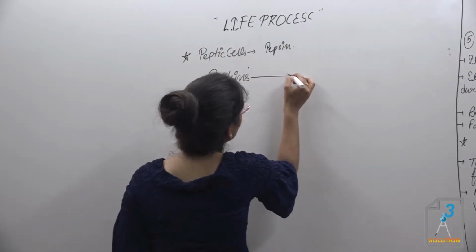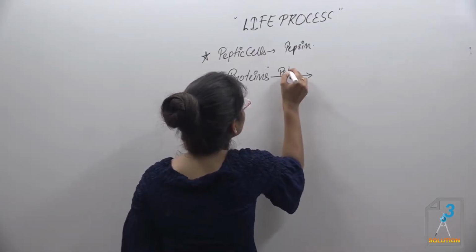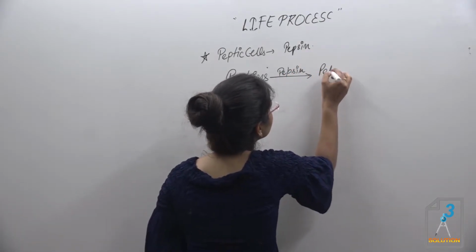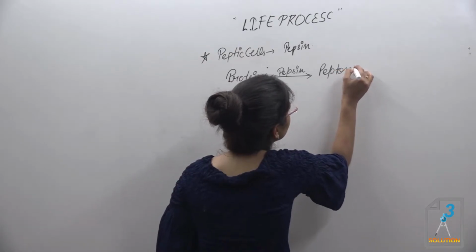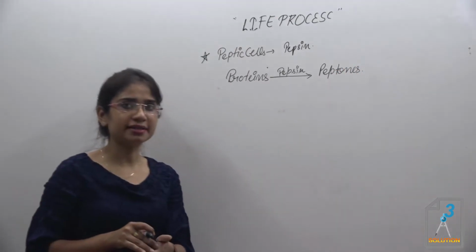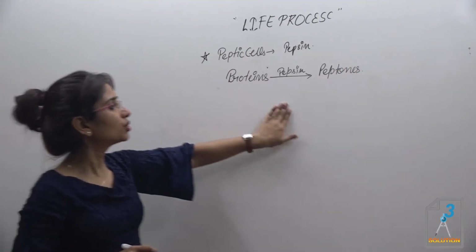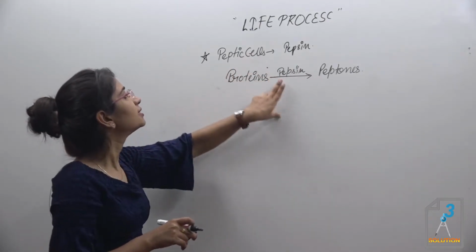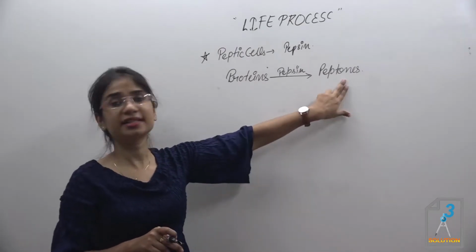And it will convert the protein into peptides. Yes, very simple it is. First, the oxyntic cells secrete HCl and the peptic cells secrete pepsin. Very simple it is.